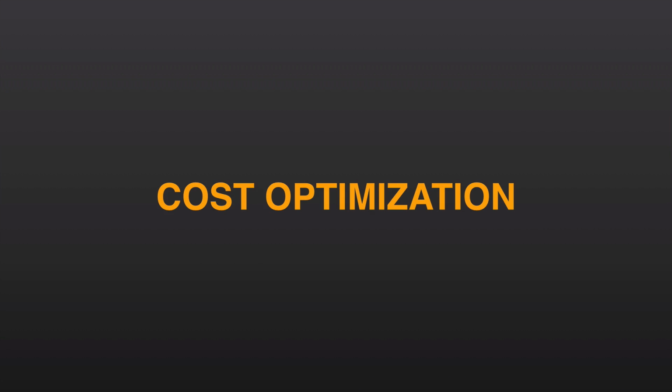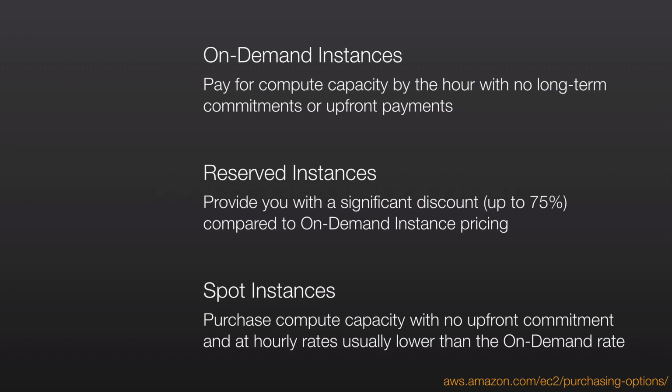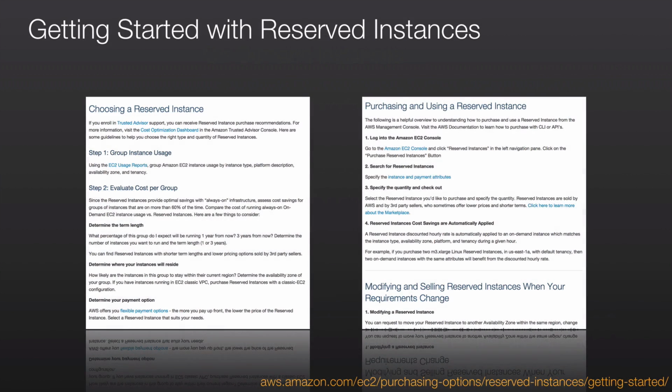Before we wrap up, let's just look at cost optimization with EC2. There are basically 3 different options that you have for cost optimizing your purchasing of EC2 instances. The on-demand option, which is the familiar compute capacity by the hour with no long-term commitments or upfront payments. That's the default when you launch an instance. Then you have reserved instances and spot, which we'll focus on quickly now. You can find out more about those 3 options if you check out the purchasing options page at the bottom of this slide.